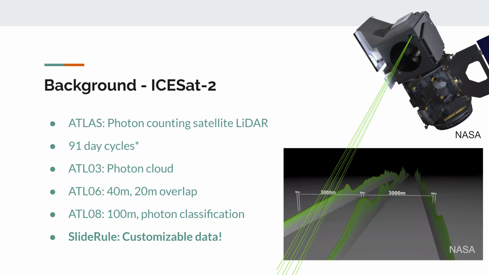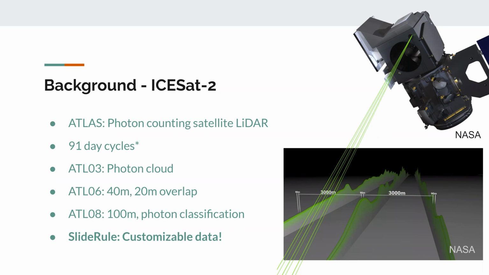Okay, very quick, some background on ICESat2. ICESat2 carries ATLAS, which is a photon counting satellite LiDAR. The beam is split into three main tracks, each with a weak and a strong beam, and that is providing elevation tracks. The ground tracks repeat every 91 days, but you can't rely on that in the mid-latitudes, so you might get repeating tracks, you might not.